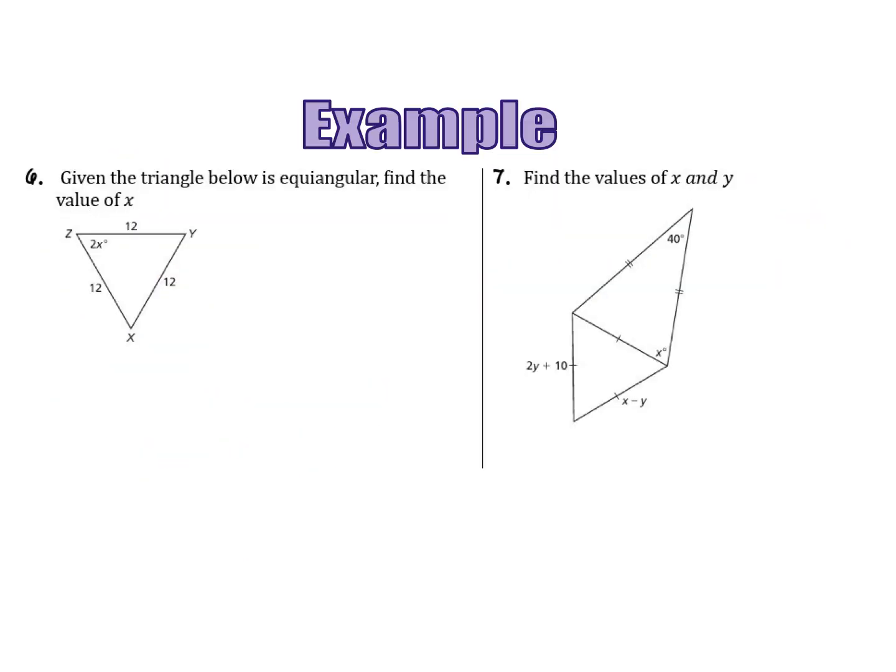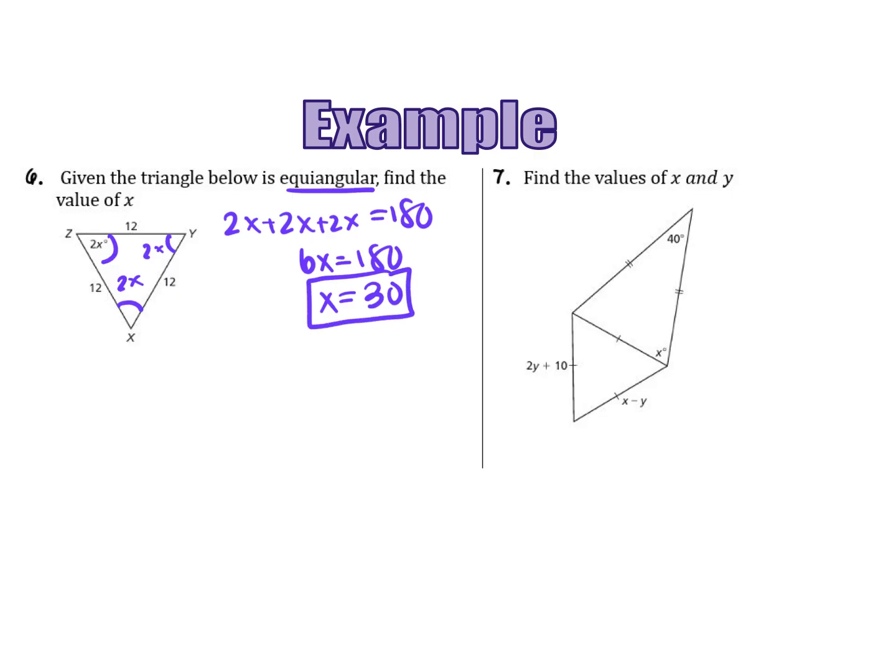All right, for number 6, it says, given the triangle below is equiangular, meaning all of the angles are equal, find the value of x. Well, if all of the angles are equal, then all of these angles are 2x. So I can say that 2x plus 2x plus 2x is going to equal 180 degrees, which means that 6x is going to equal 180 degrees, which means that x is going to be equal to 30.